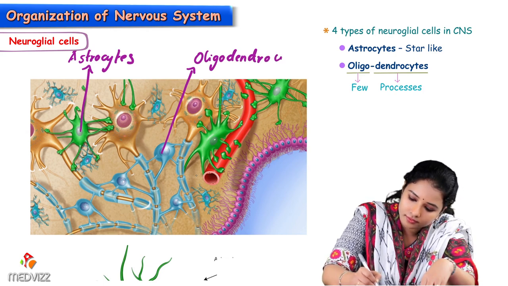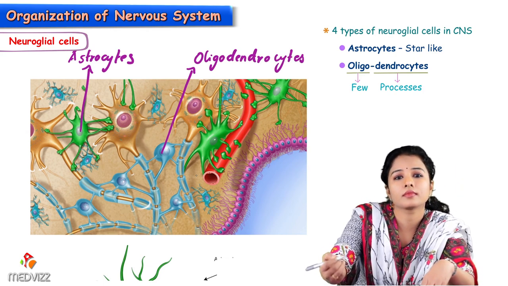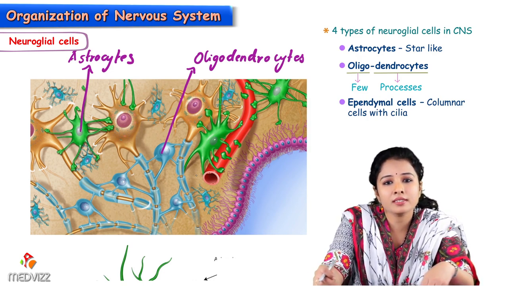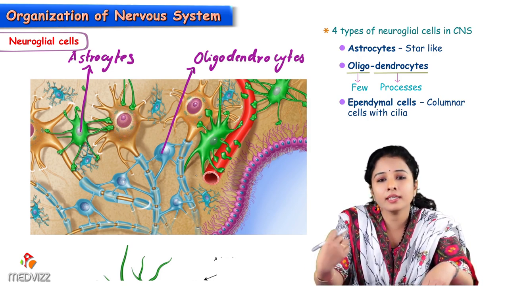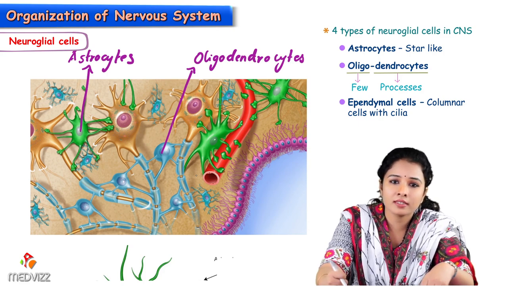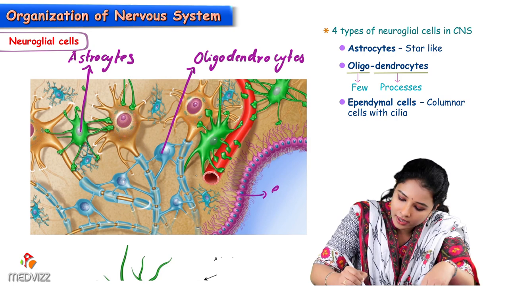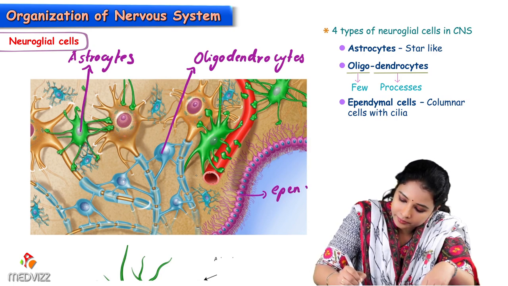Ependymal cells are like columnar cells with cilia. They line the ventricular system of the brain. So these purple cells are ependymal cells.